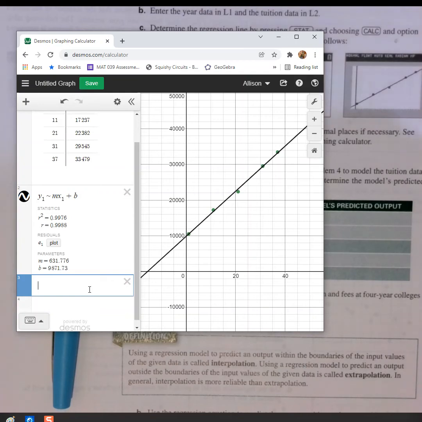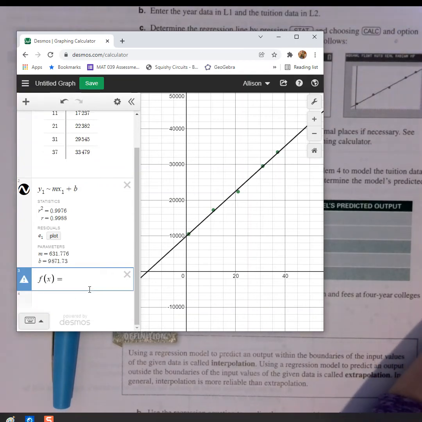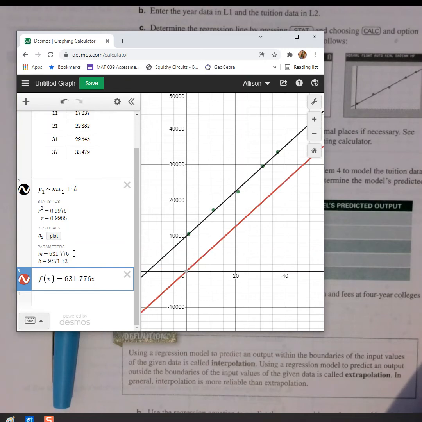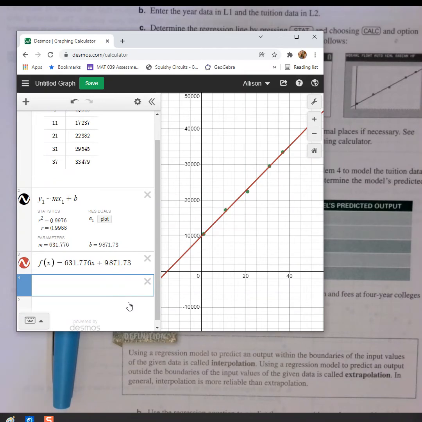So I'm going to rewrite this as a function now. My function is going to be f of x equals, now I know the m value is 631.776, x plus the b value is 9,871.73. Let me expand this just a touch so I can see that full line right there.